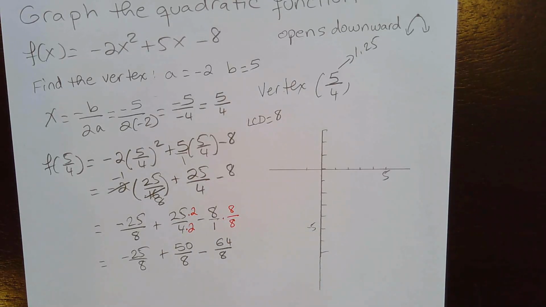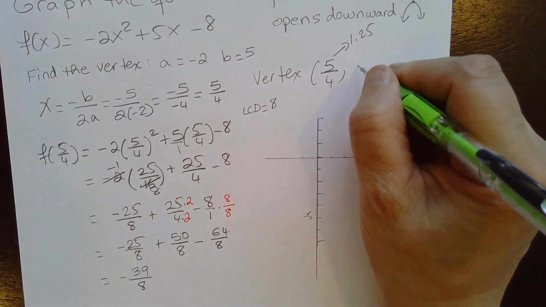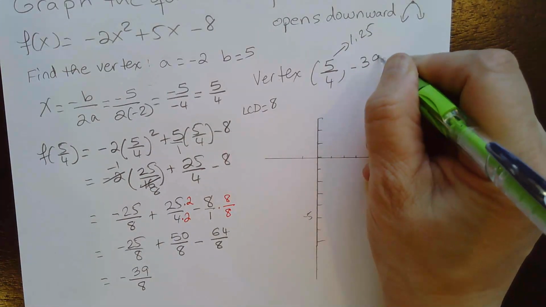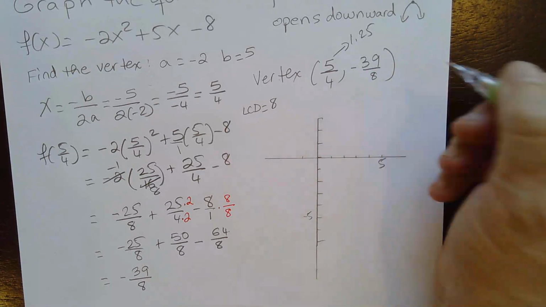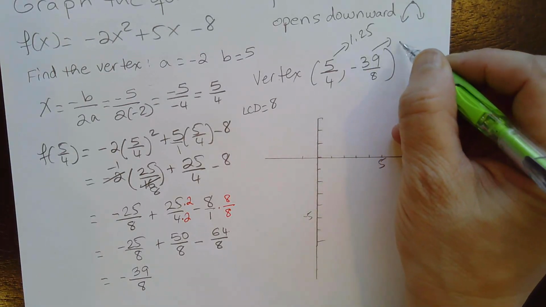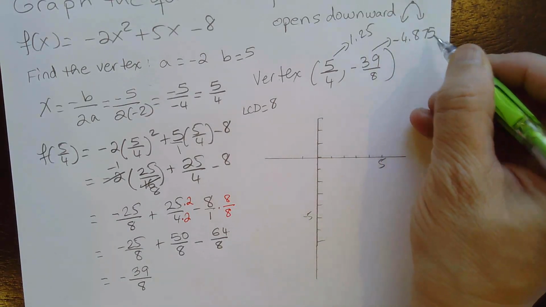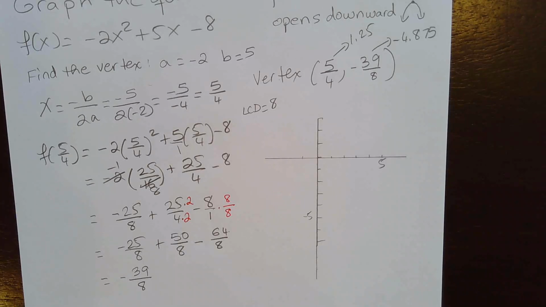Now that we have the same denominators, we can add the numerators. We have negative 25 plus 50 minus 64, and that will give you negative 39 over 8. So this is the y-coordinate of the vertex, negative 39 over 8. Now again, it's a fraction, not an integer, but if you plug it in the calculator, that should give you negative 4.875. That would be the vertex.